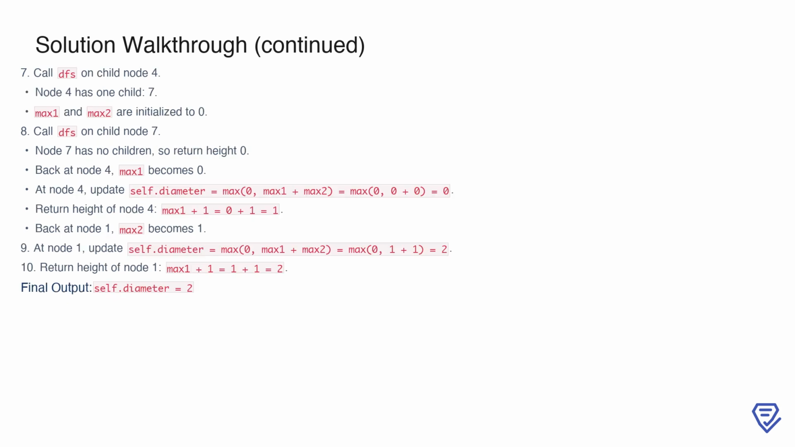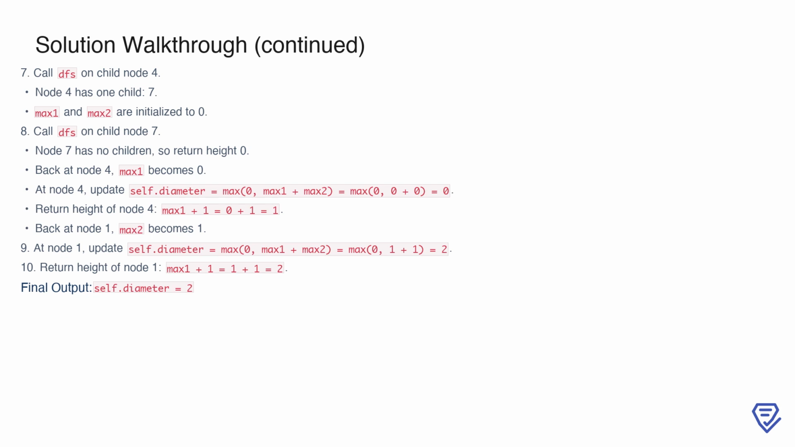Finally, we explore child node 4, which has one child, node 7. To calculate the height of node 4, we first compute the height of node 7. Node 7 has no children, so its height is 0, and we return this value. Back at node 4, max1 becomes 0, corresponding to the height of node 7.